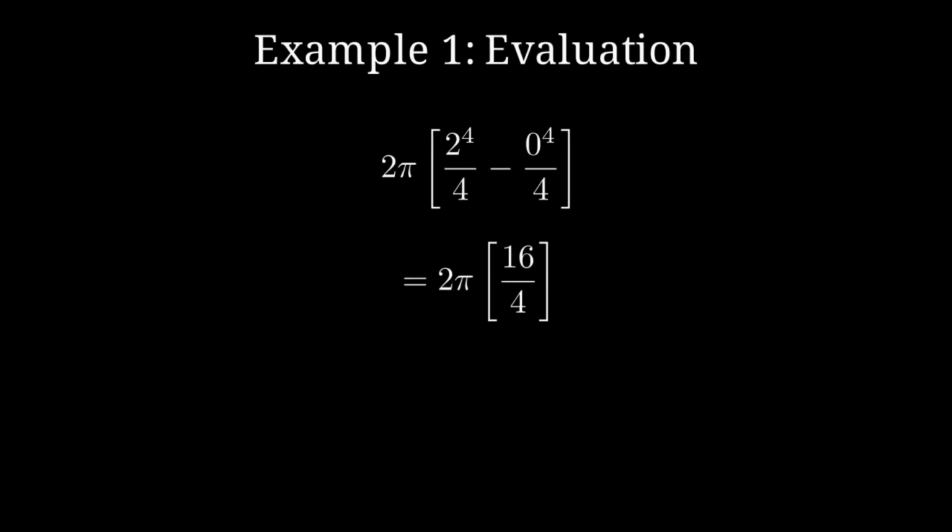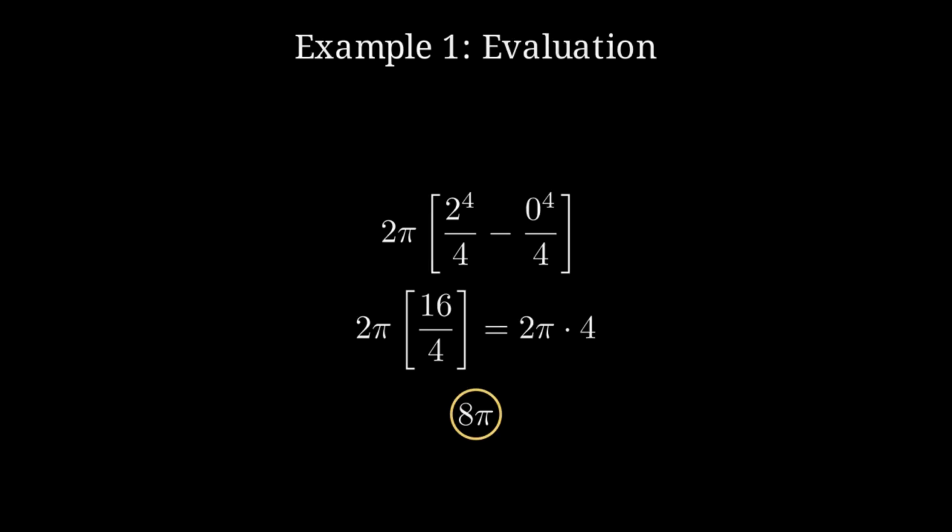Plugging in our upper limit of 2, we get 16 over 4, which is 4. Plugging in 0 gives us 0. Multiplying our result by the 2 pi from the start of the formula, we get a final volume of 8 pi cubic units. This represents the total space occupied by our rotated parabolic shape.